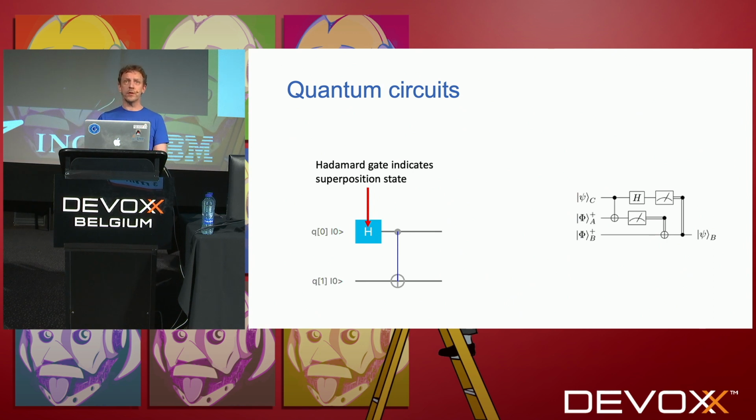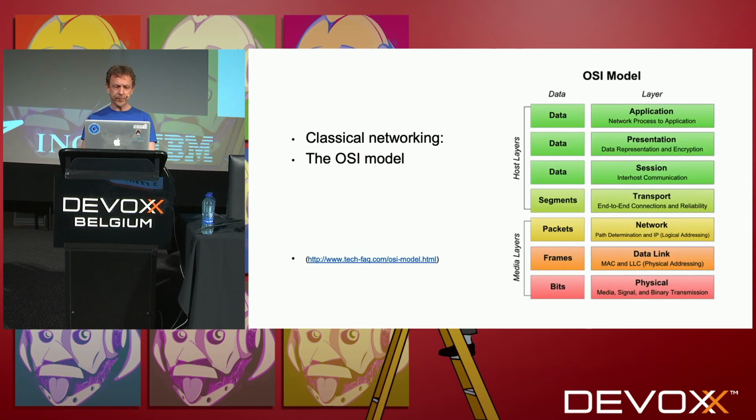teleport qubits. It's often called qubit teleportation, quantum teleportation, but it's not teleportation like you see in Star Trek or so. But it allows you to send a qubit, called psi C there, to B, and those can be in different places. And you do that by leveraging quantum effects like entanglement and superposition.